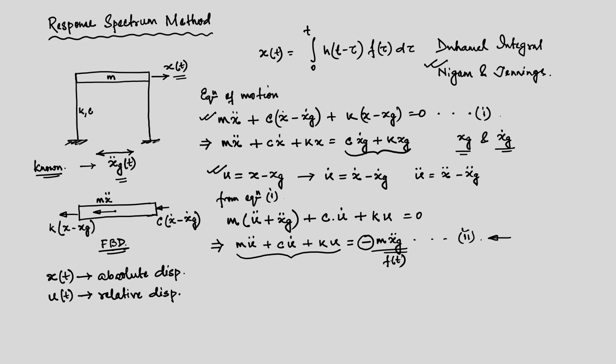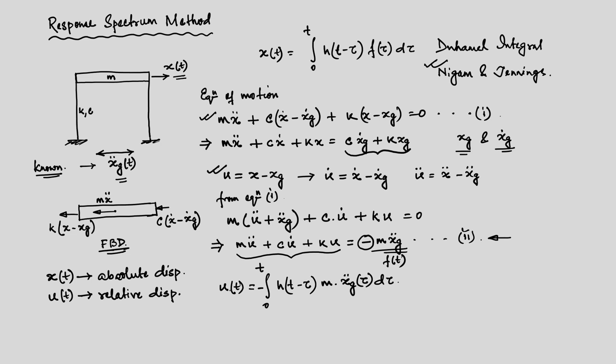Now, the moment we write down this expression, we can develop u of t, which will be the integral from 0 to t of h of t minus tau times f of tau d tau. And then what is f of tau? We can further modify this. What we have is minus m times xg double dot of tau d tau. So, that is the solution for the relative deformation.